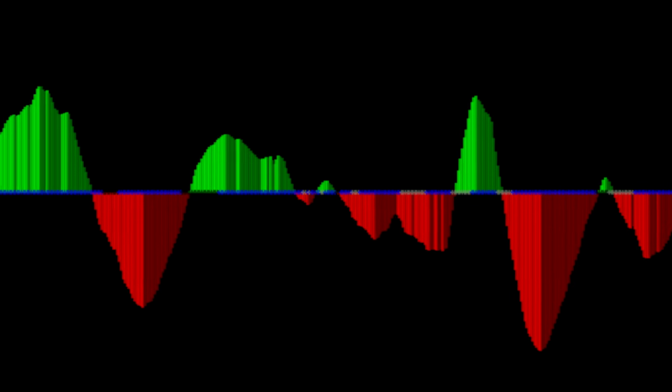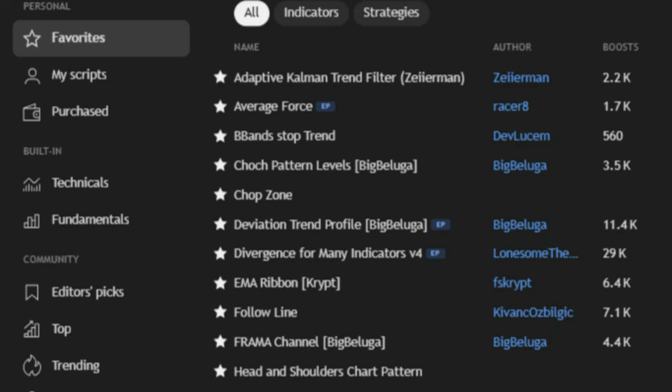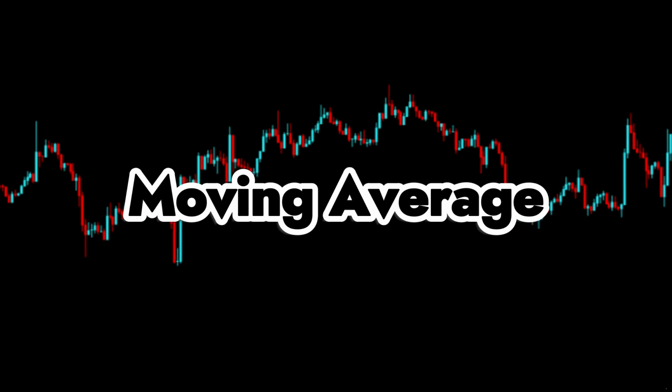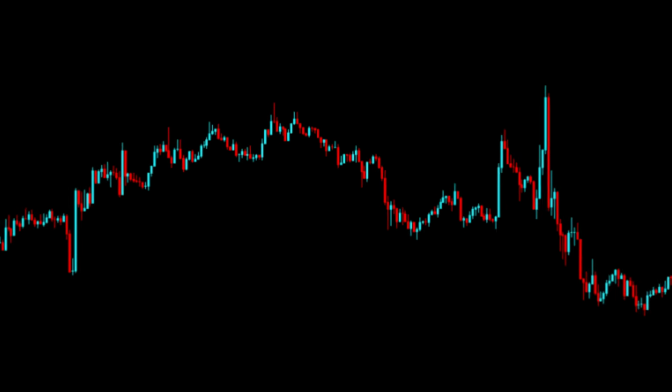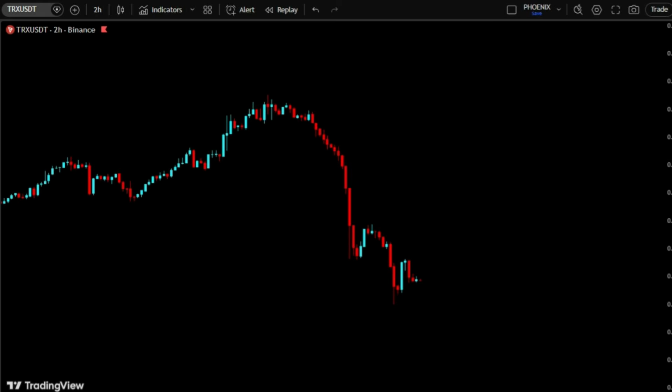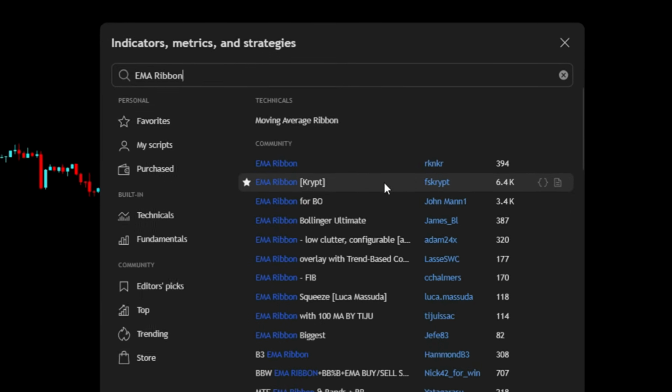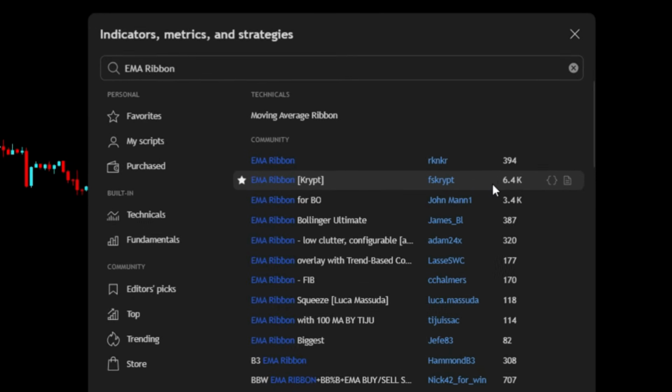Now, if we want to add one more layer of confirmation, we can combine the setup with another indicator. It doesn't have to be anything complicated. Even a moving average can help provide useful information about trend direction and breakout strengths. To do that, go back to the Indicators tab and search for EMA Ribbon, which is created by FSCrypt.